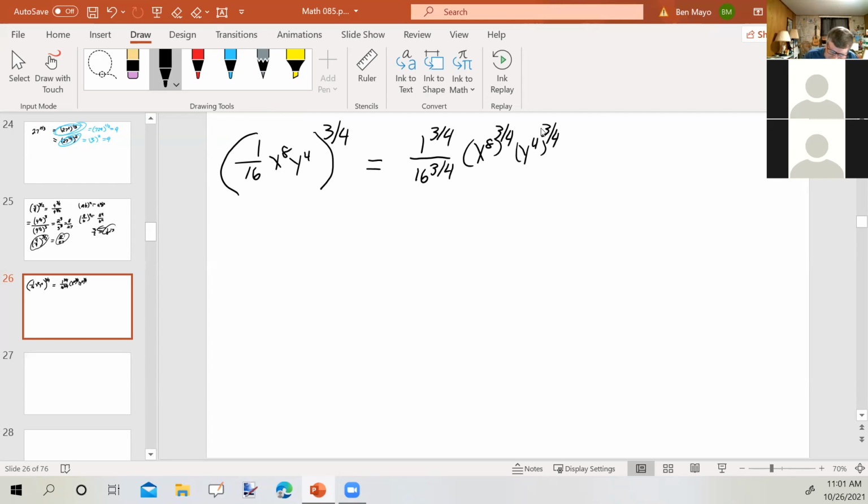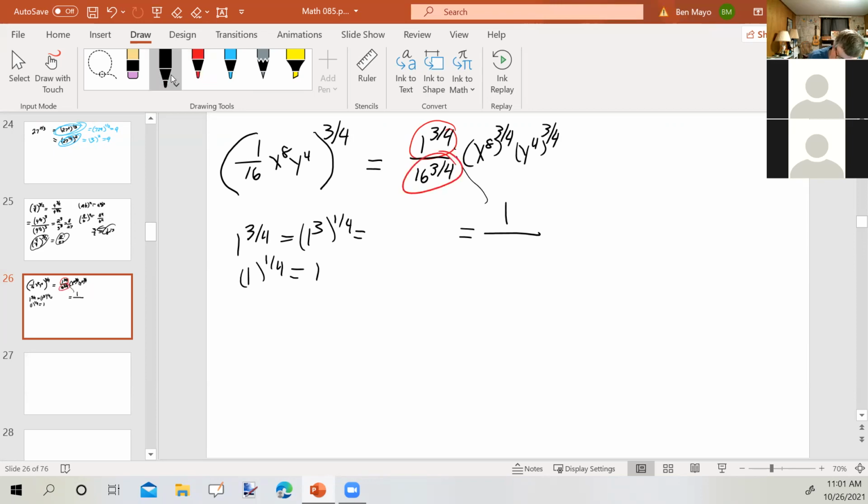Okay, well, let's take it a piece at a time. Let's take a look at this. 1 to the 3/4 power. Well, 1 cubed is 1, and 1 to the 1/4 power is 1. So this whole thing becomes 1. Okay, let's take this next. 16 to the 3/4 power would be 16 to the 1/4 power cubed. 16 to the 1/4 power is 2, because 2 times 2 is 4, times 2 is 8, times 2 is 16. So we get 2 cubed, or 8.